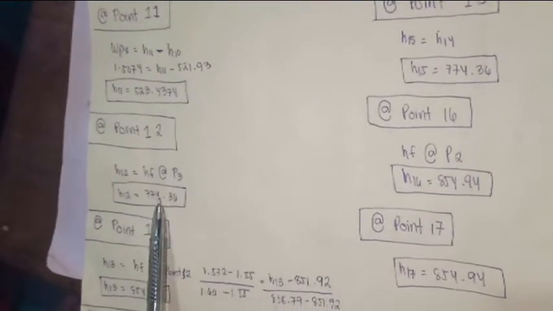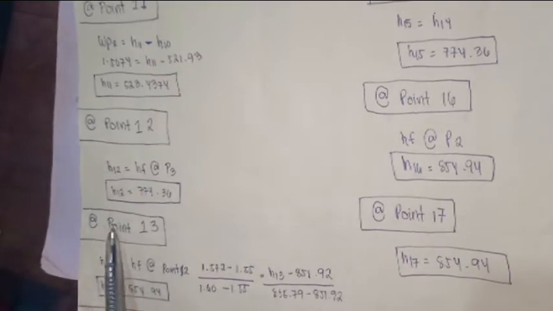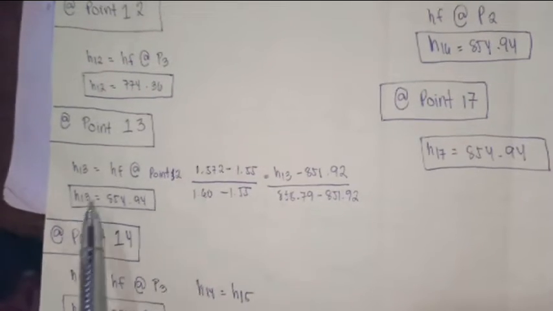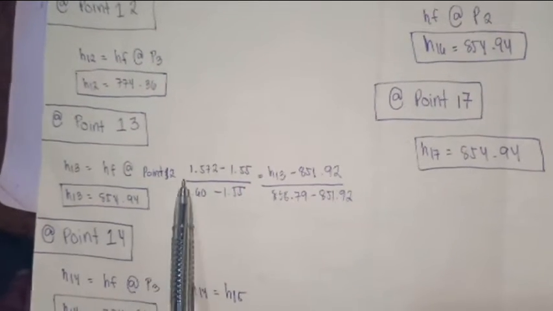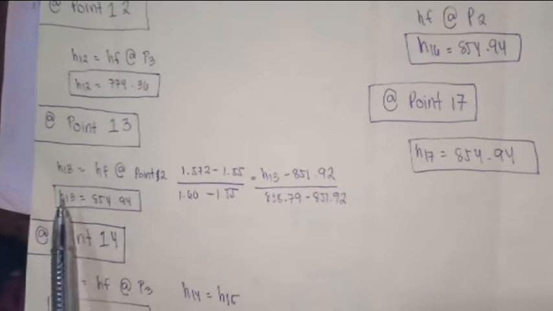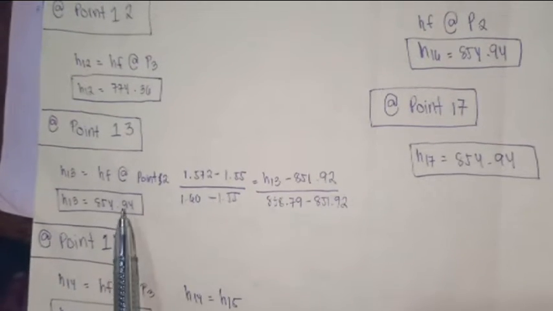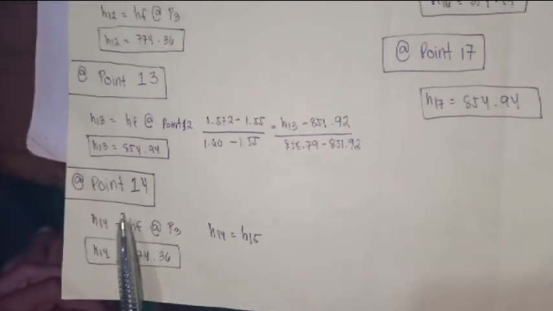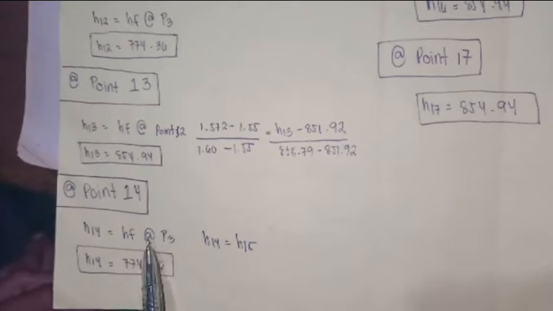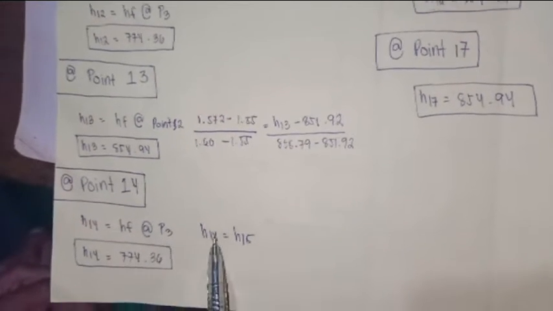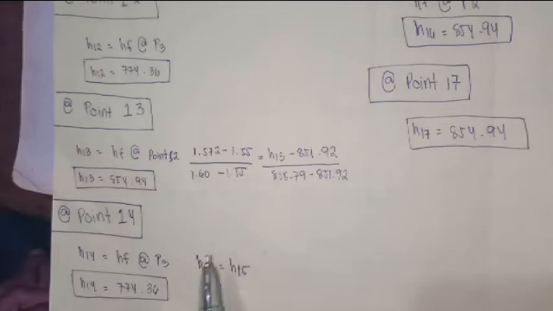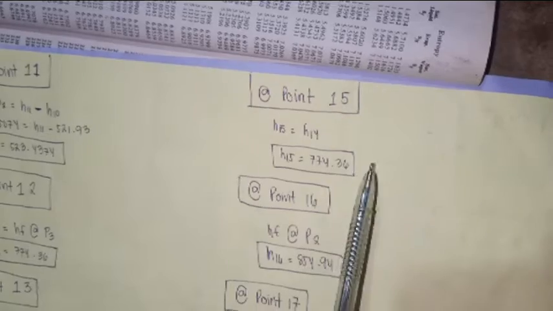So H12 is equal to 774.36. Point 13, H13 is equal to HF at point 2. So H13 is equal to 854.94. At point 14, we have H14 equal to HF at point 3, where H14 is equal to H15. So H14 is equal to 774.36. Then H14 is equal to H15, so H15 is 774.36.